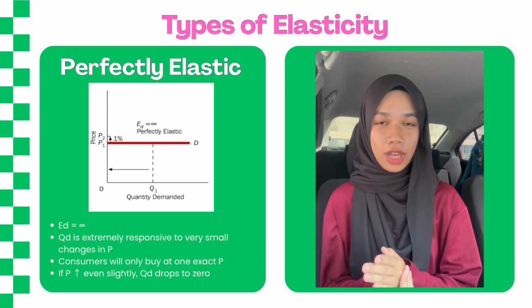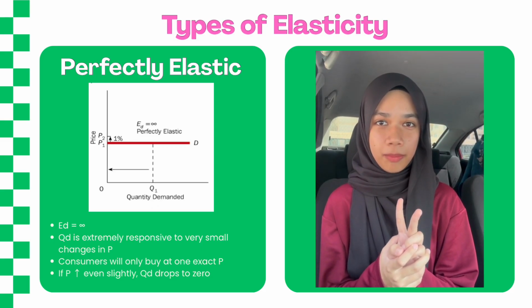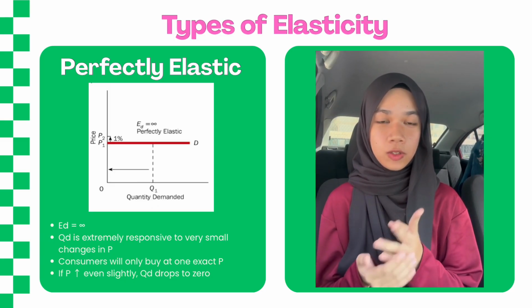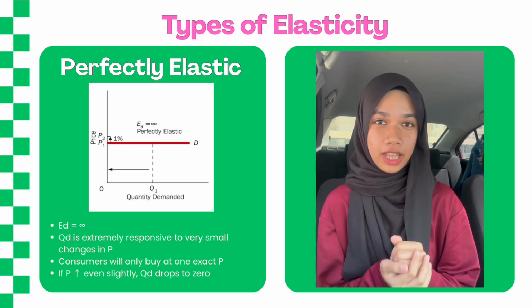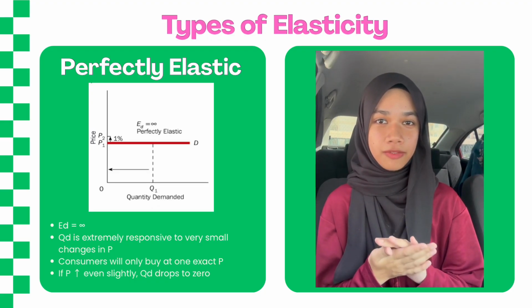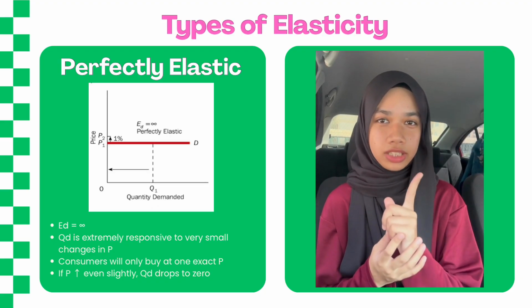On this slide, we are looking at the two extreme cases of price elasticity of demand, which are perfectly elastic and perfectly inelastic. First, let's look at the perfectly elastic case. Referring to the graph, the demand curve is horizontal, meaning consumers will only buy at one exact price.